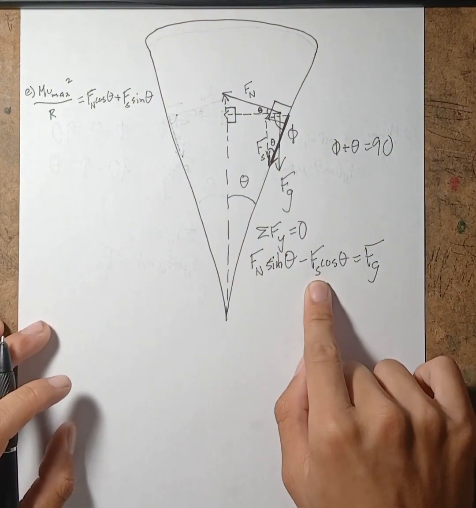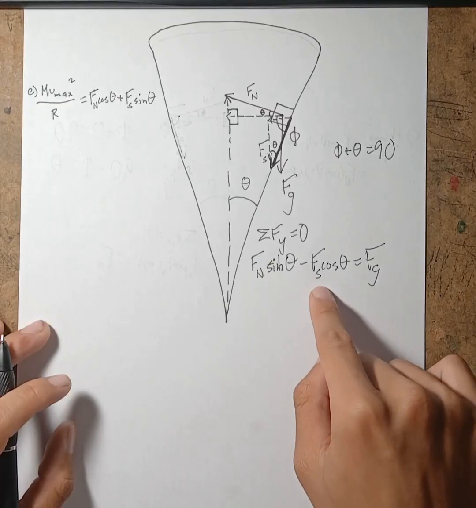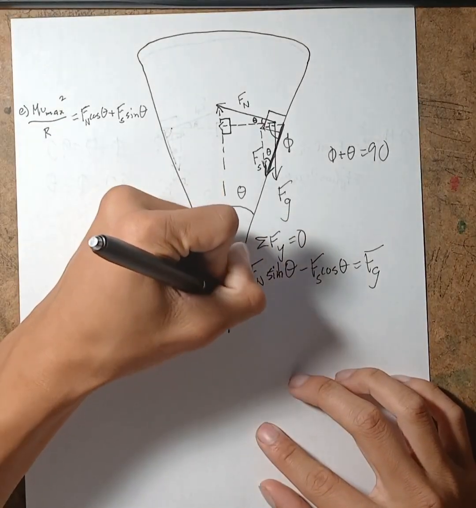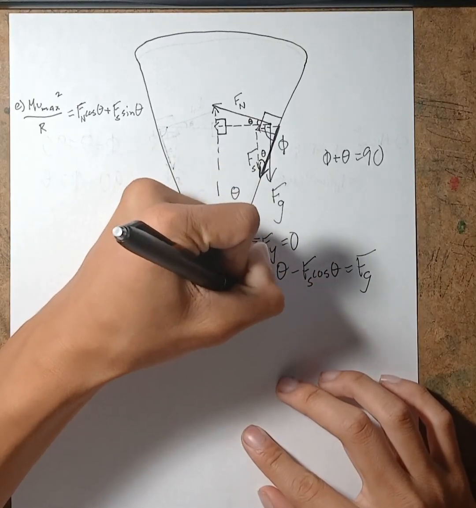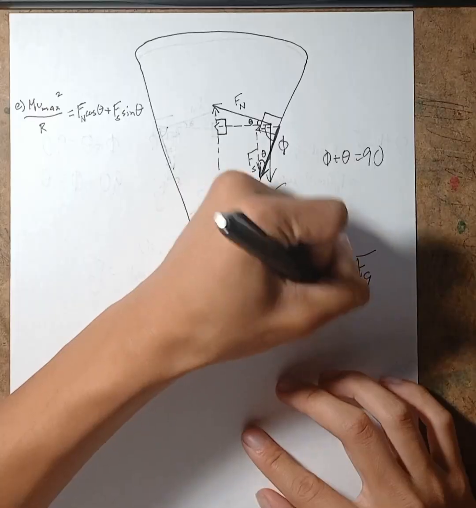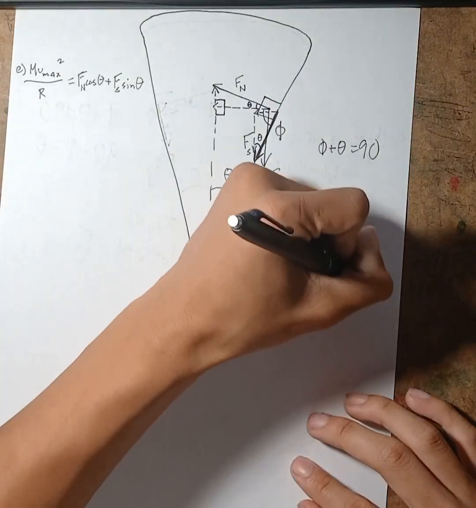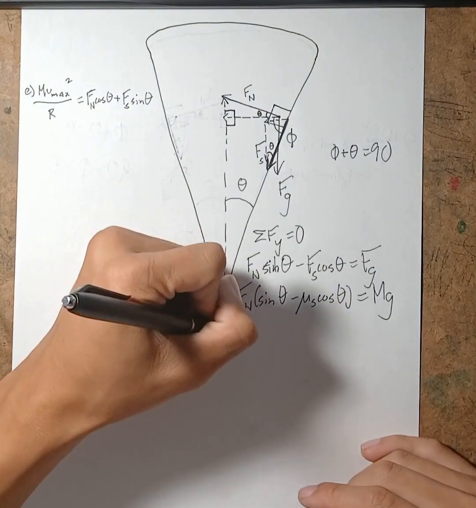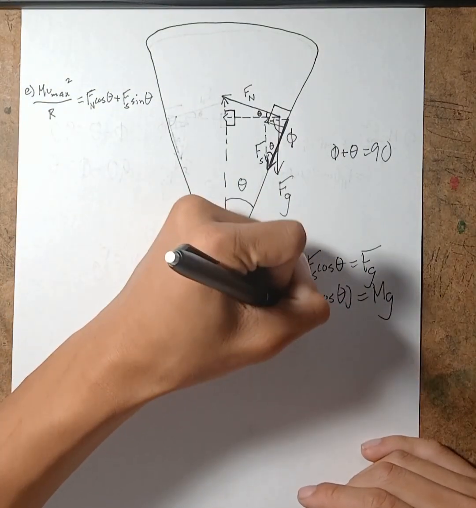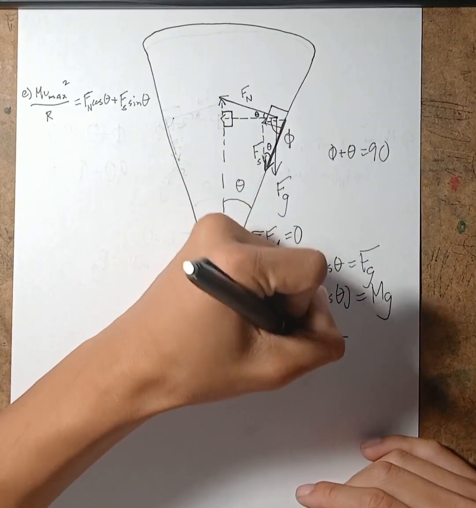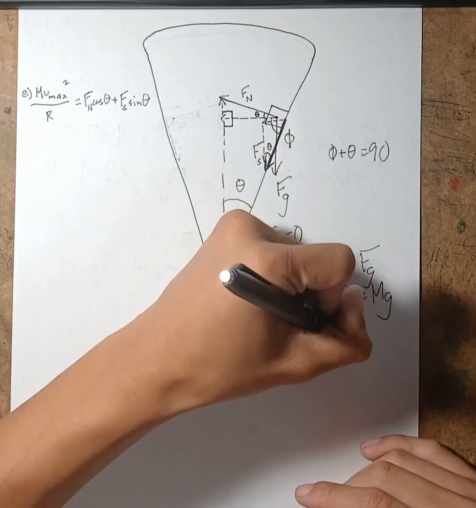Because this is Fs, we can factor that out into mu s Fn, and then factor out the Fn. So like that. And then we'll just say Fg is mg, like so. And then divide both sides by this. Like that.